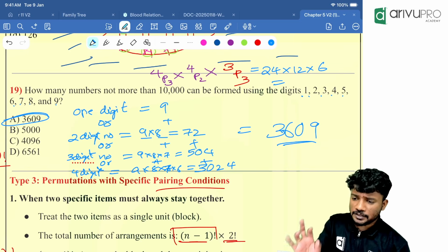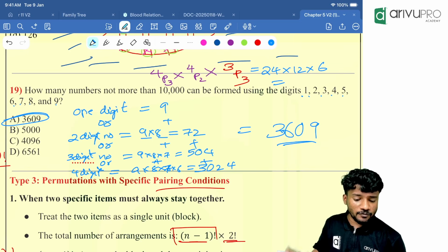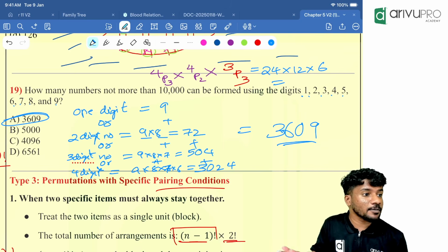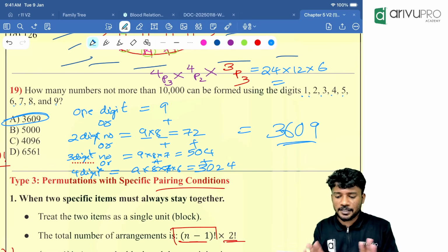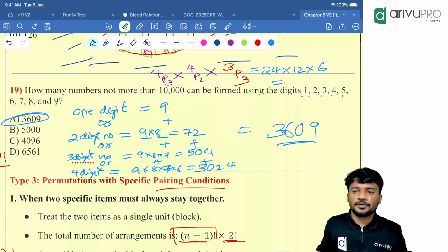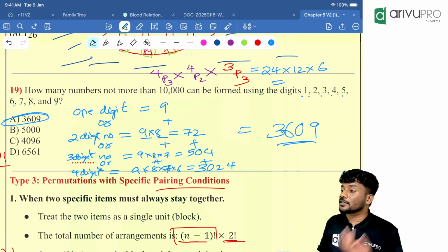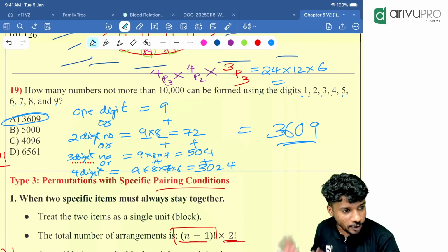Now one person asked about inclusive of 10,000. Can we form 10,000 from 1, 2, 3, 4, 5, 6, 7, 8, 9? No. That means 10,000 is anyway not possible. The only possibility is these many numbers. 0 is not there, and repetition also is not allowed.